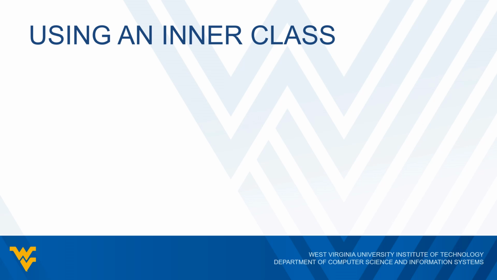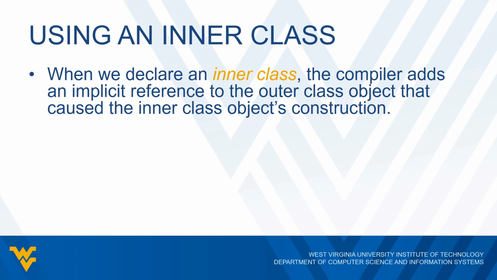Whenever we declare an inner class, the compiler automatically adds an implicit reference to the outer class object that caused the construction of the inner class object. So before, whenever we created an object of the nested class, we had to pass an object of the outer class to make that work. And we had to have a reference variable inside the nested class to avoid compiler errors. That's not necessary if we use an inner class.